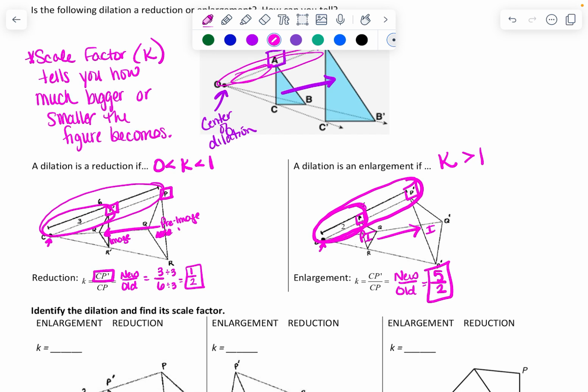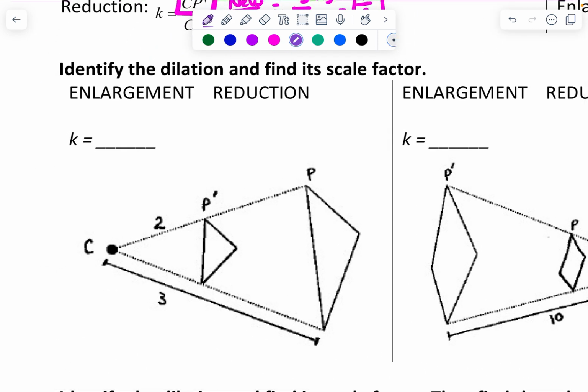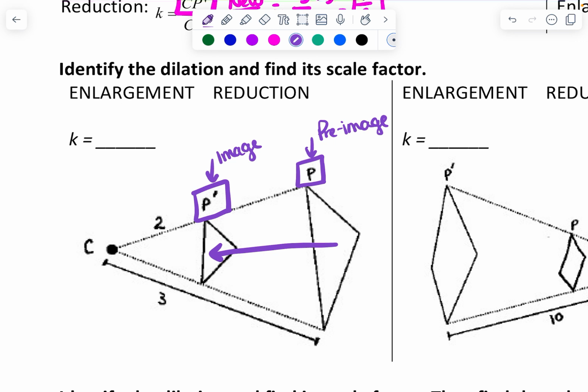So let's go through a couple quick examples and figure out, is it an enlargement, is it a reduction? Let's figure out the scale factor before we make this a little bit harder. So again, you want to look at that notation that we had talked about earlier last semester with the primes. So here's P, here's P prime. So this one is the image, this is the pre-image. You don't have to label that every time, but me personally, what I do is I always put the arrow. Which way is it going? That helps me just keep things consistent.